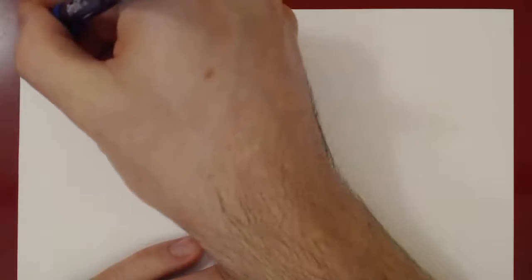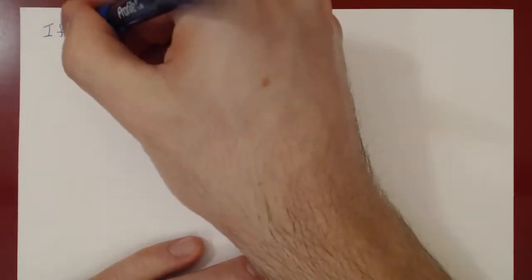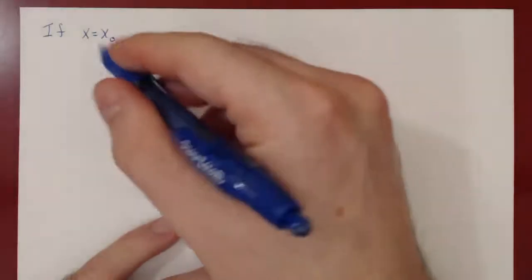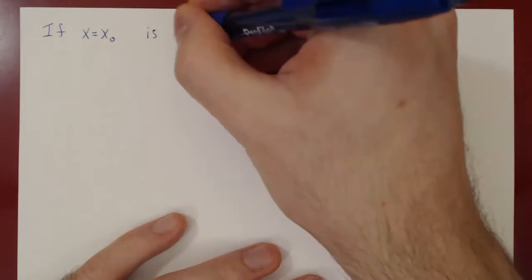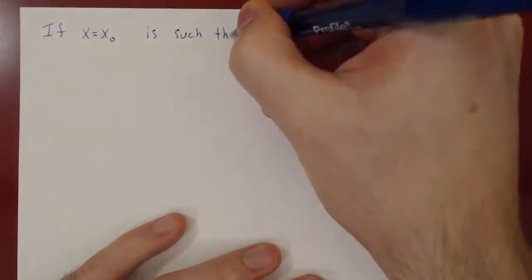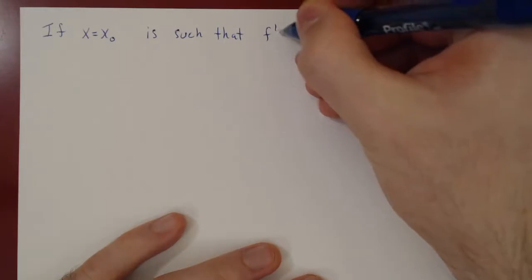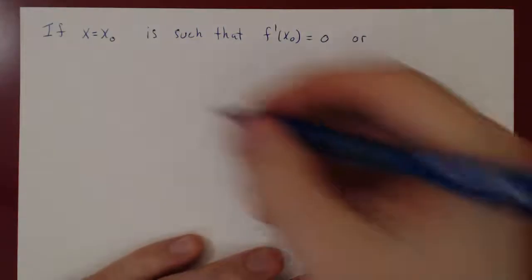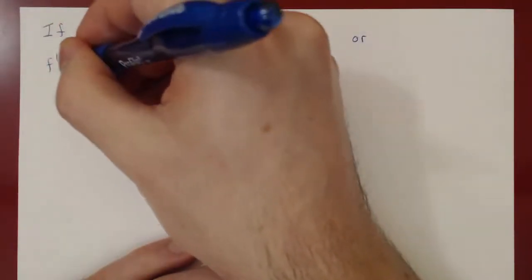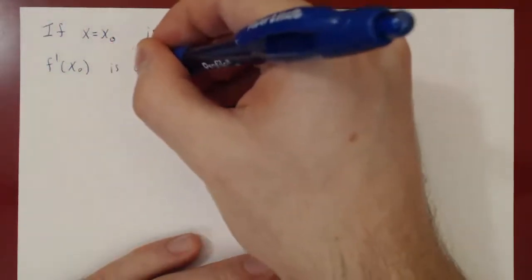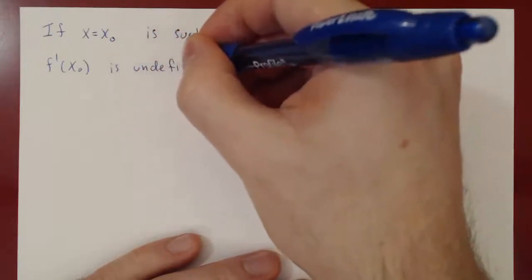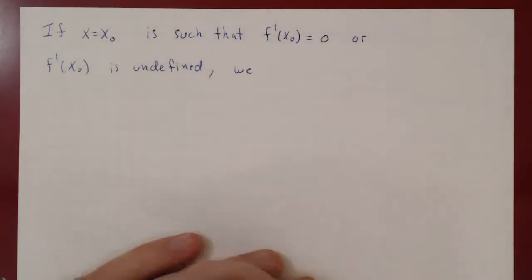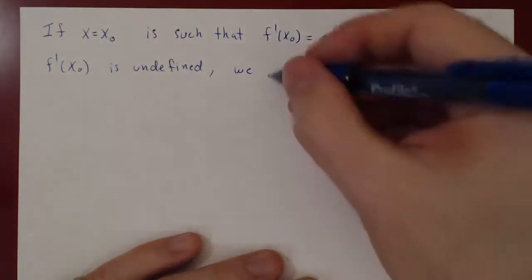So if x equals x0, so we have a value of x, which is, say, x0, is such that either the derivative at this point is equal to 0, or the derivative of the function at this point is undefined, we say that x0 is a critical point of the function.